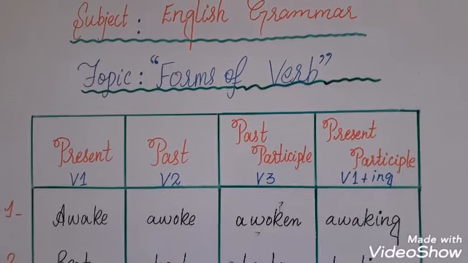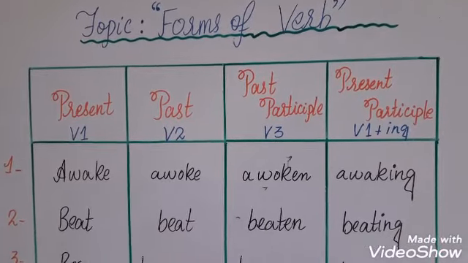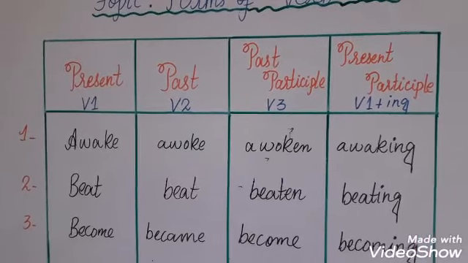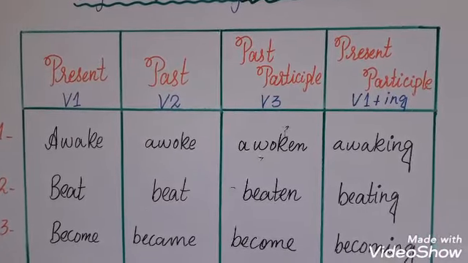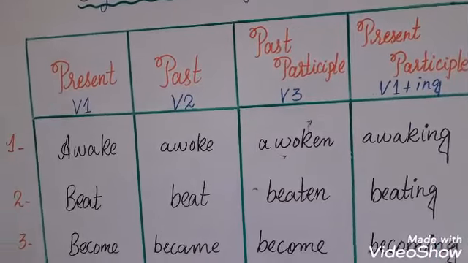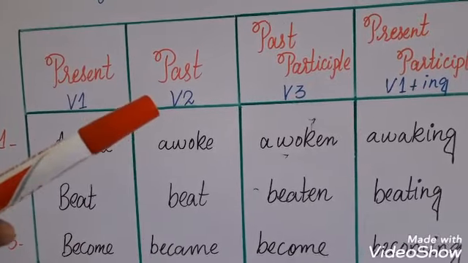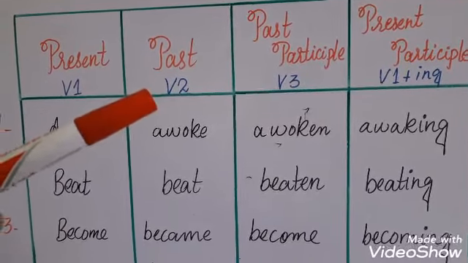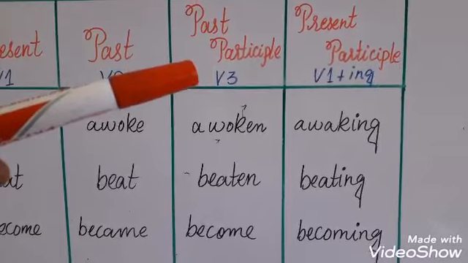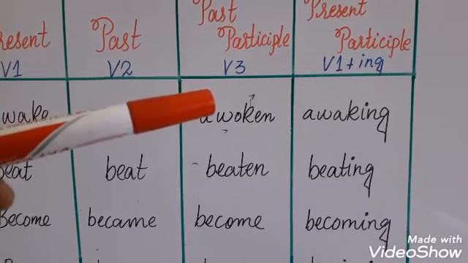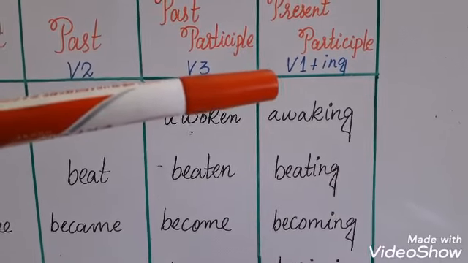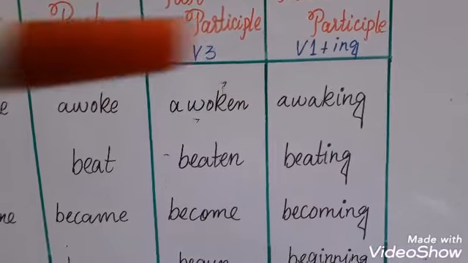Our today's topic is forms of verb. Students, there are 4 forms of verb that are used in tenses. Present, that is V1, first form of verb. Second is past, V2, second form of verb. Thirdly, past participle, V3, third form of verb. Fourthly, present participle, V1 plus ing.